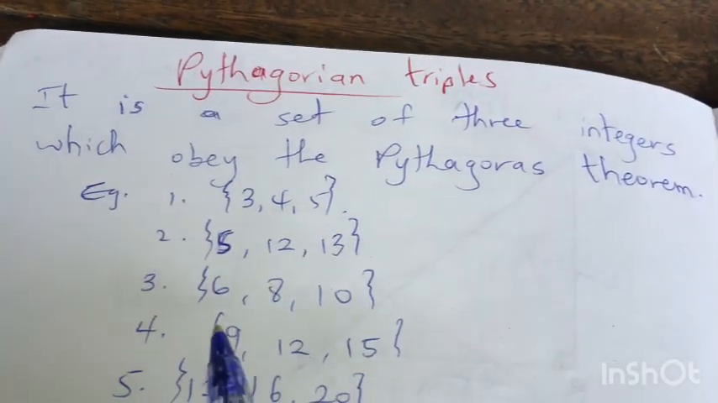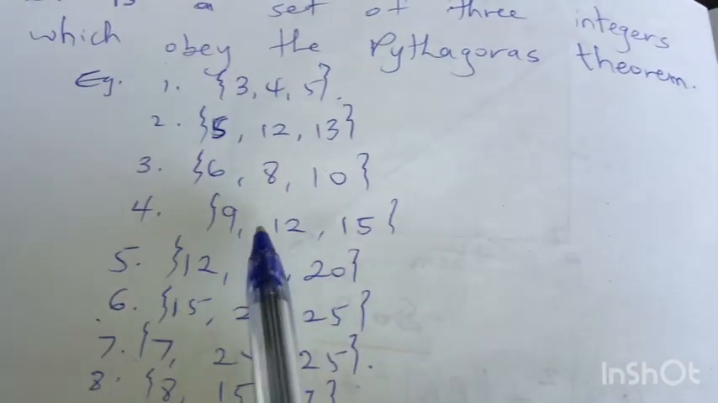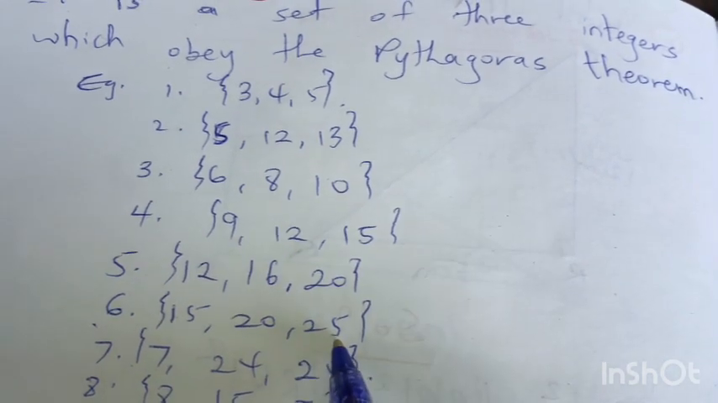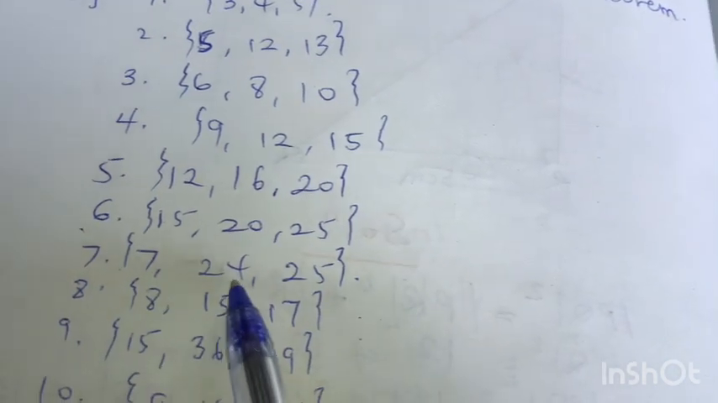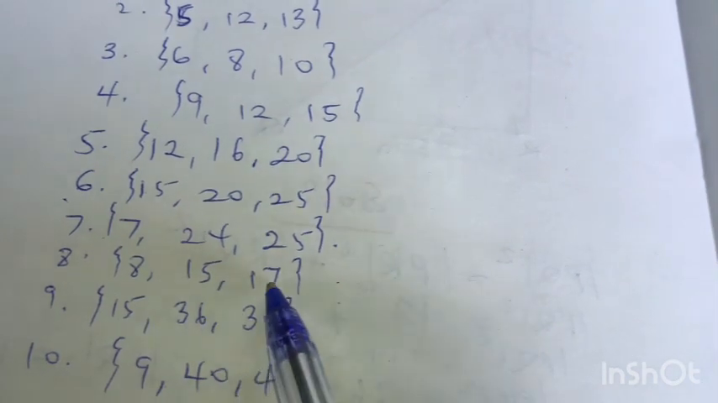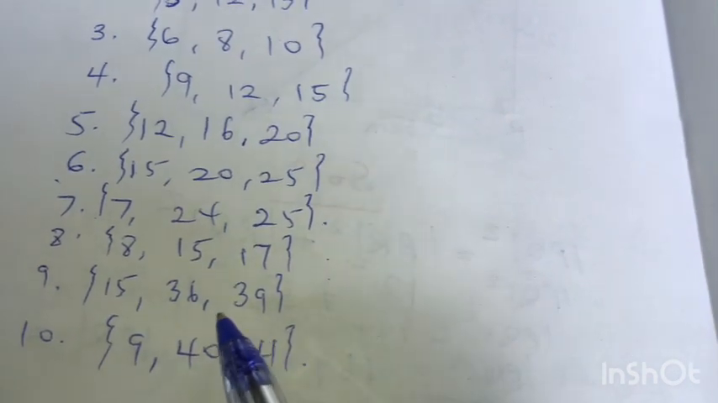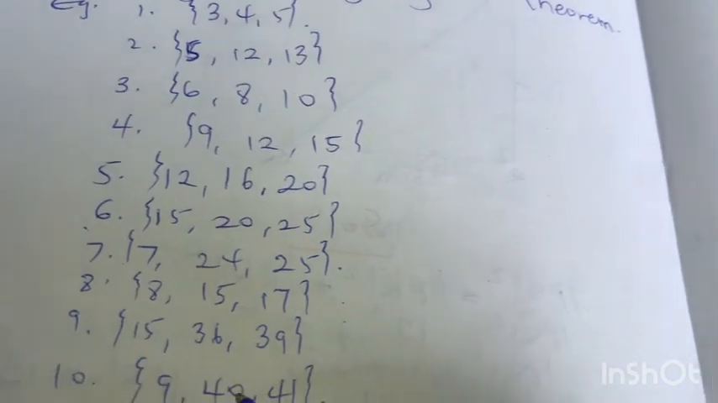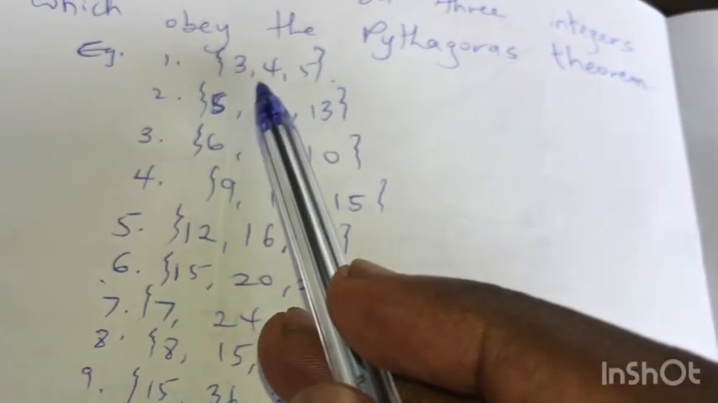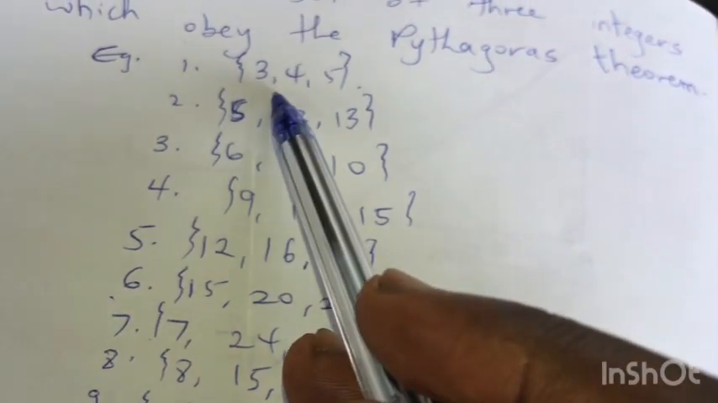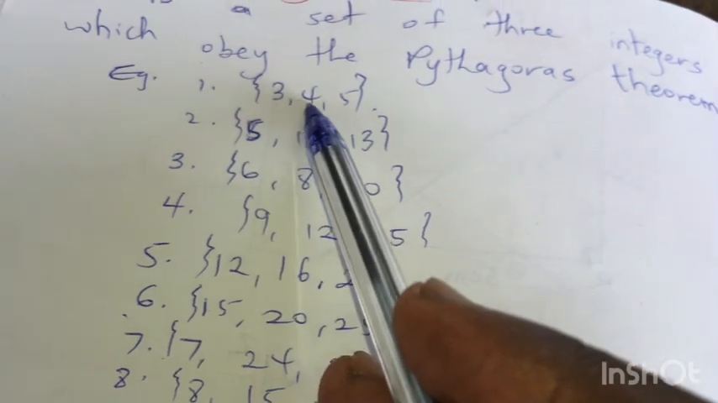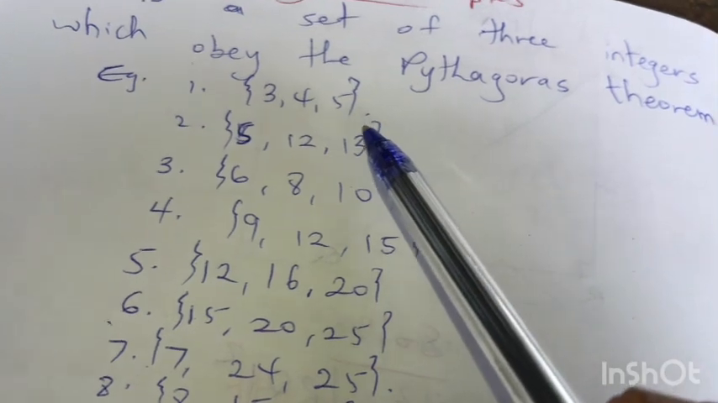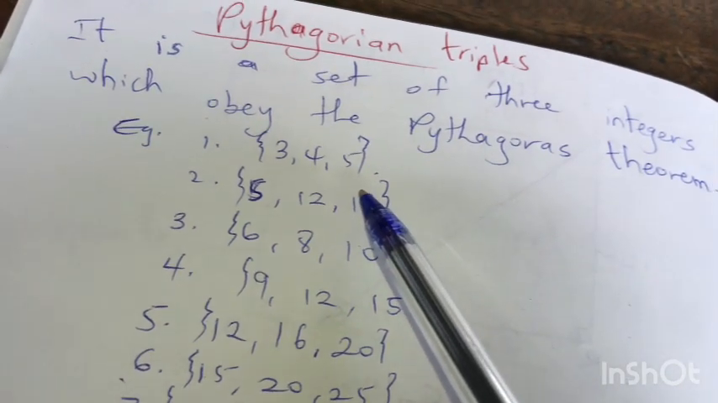5, 12, 13. We have 6, 8, 10. We have 9, 12, 15. We have 12, 16, 20. We have 15, 20, 25. We have 7, 24, 25. We have 8, 15, 17. We have 15, 36, 39. And we have 9, 40, 41. Some of them should be in your head. So when we were solving the previous question, you should have had in your head that the answer is 4, because 3, 4, and 5 are Pythagorean triples. I hope you are getting me.